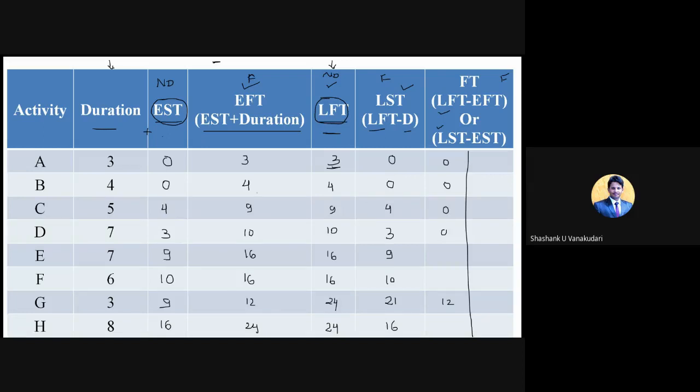3 minus. Everything will come 0. Yes, sir. So here it is 12, no? Sir, G activity is 12. No. Instead of that, everyone will come 0. Yes, sir. Everyone will. Okay? Okay. Good, Rakesh. Now, here also it's the same.